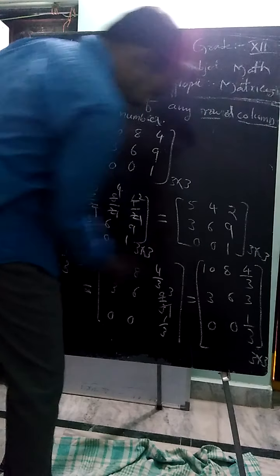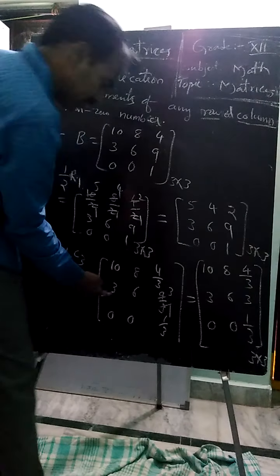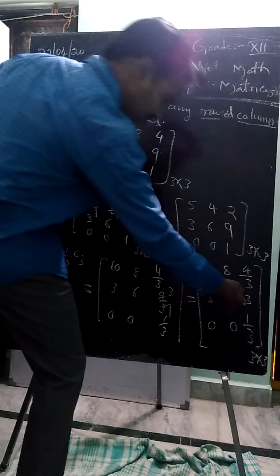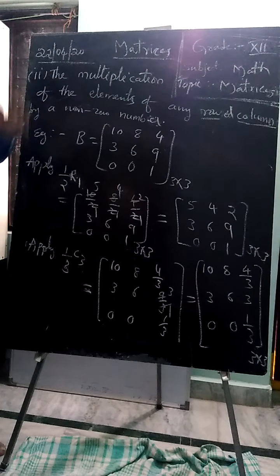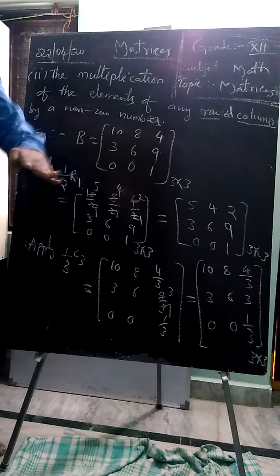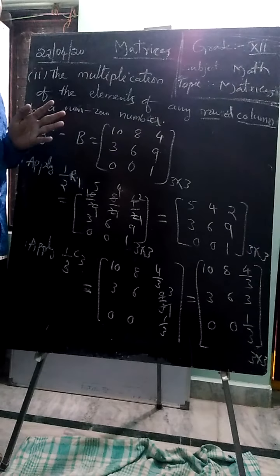Now we have 10 8 4 by 3, 3 6 3 1 3, 3 0 0 1 by 3. So this is the method to apply elementary operations or transformations of a matrix.